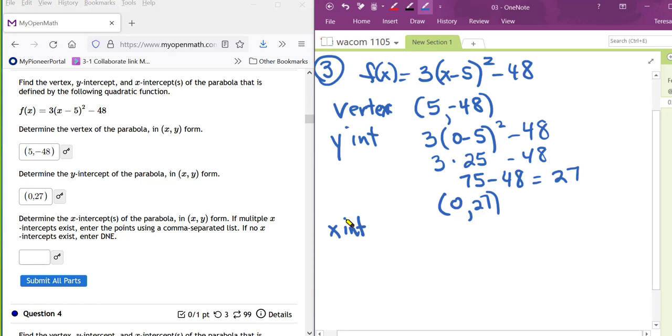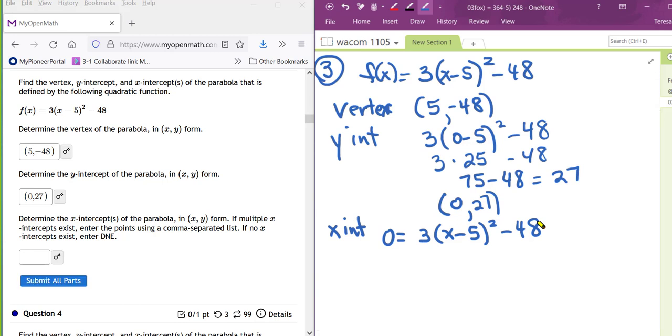Right, x-intercept says y is 0. So you're going to set 0 equal to this. And we're working with a quadratic equation here. You don't have a plain x term. You have something squared. So if we isolate that square, we can do the square root method. So let's add 48 to both sides.